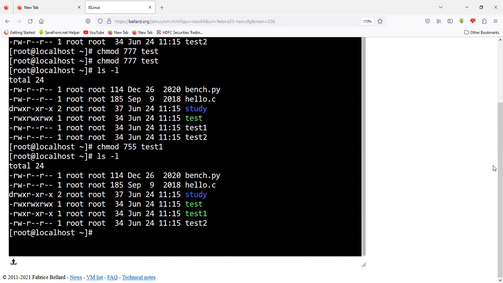See, the color has changed. Now I have changed the permission for test1 to 755. That means owner can read, write, and execute. Group can read and execute, but cannot write. Others can also read and execute, but cannot write. How the 755 number is arrived, I will show you now.